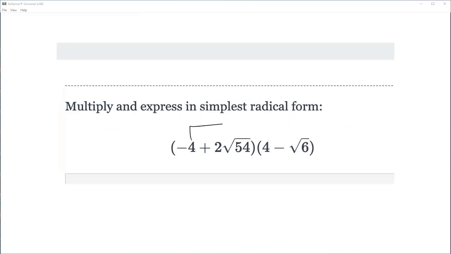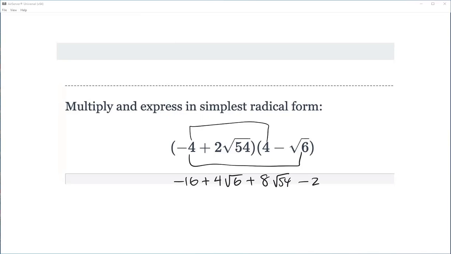FOIL this out here. Negative 16 plus 4 radical 6 plus 8 radical 54 minus 2, and then 2 times 54 times 6. Let me do that real quickly. 324. Radical 324. Okay. 4 times negative 16, 4 radical 6, 8 radical, and then, yeah, okay, and then let's simplify these.